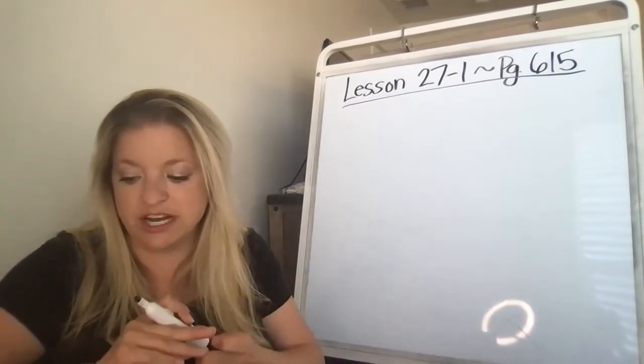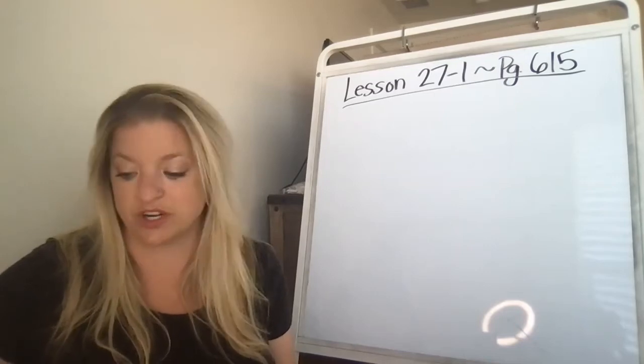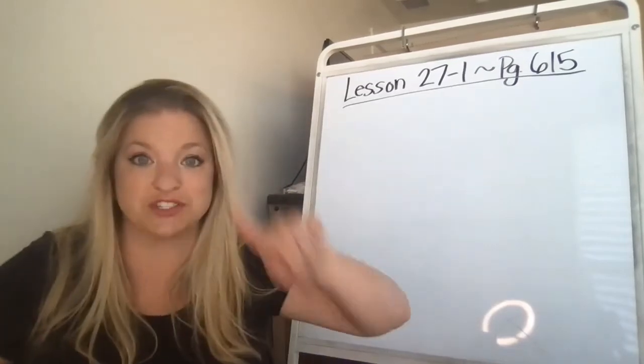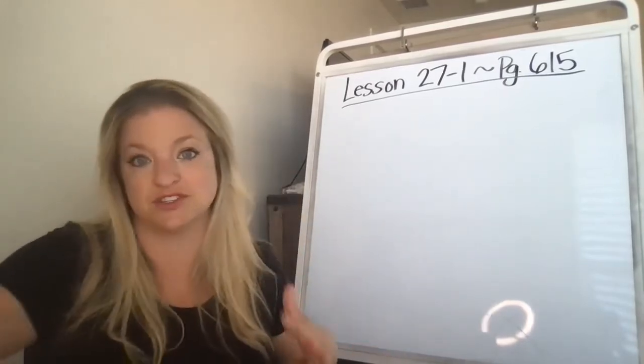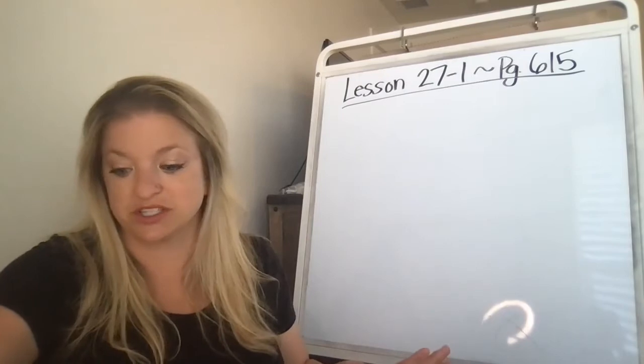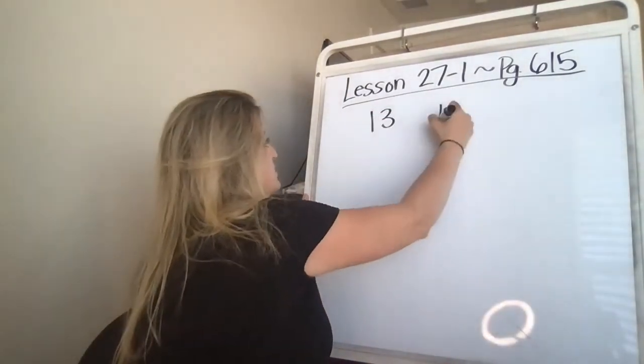It says Jordan has 13 toy cars and 10 toy trucks. How many toys does Jordan have? First things first, you're going to circle the numbers. Anytime you have a lot of words like that, circle the numbers first so you don't get confused. So we're going to circle 13 and we're going to circle 10.